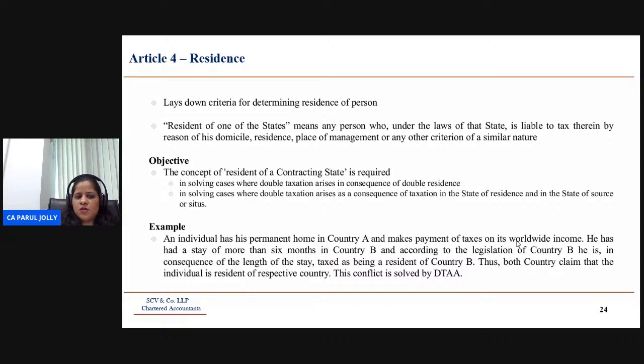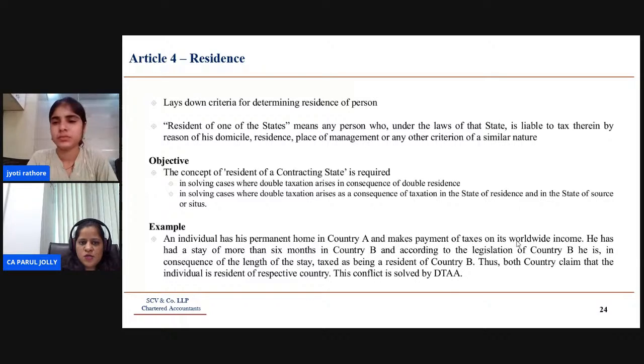So, being a citizen or having a permanent home in country A imposes tax on worldwide income. Now, suppose he has stayed for more than 6 months in country B, and according to the legislation of country B, he is liable to tax in country B as well. He becomes resident of country B. Now, there is a situation where a person is resident of both the countries. So, Article 4 provides a solution to this issue of double residency also.